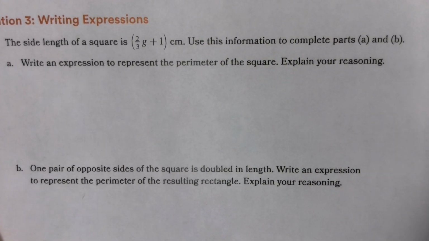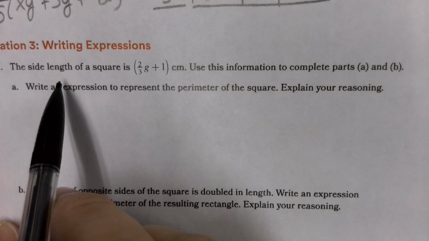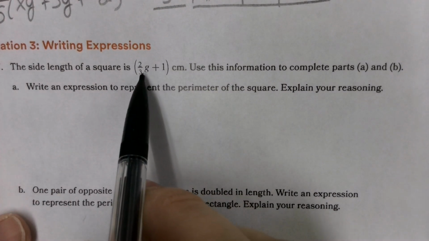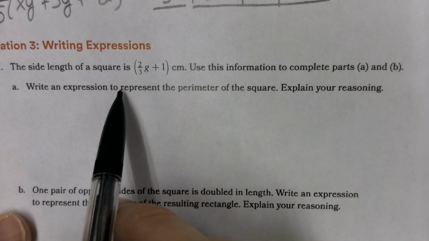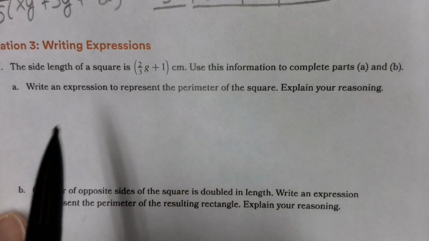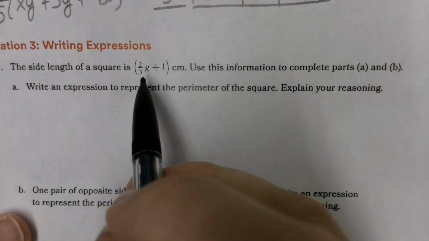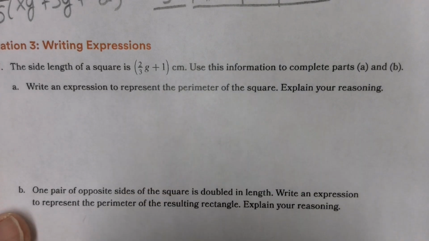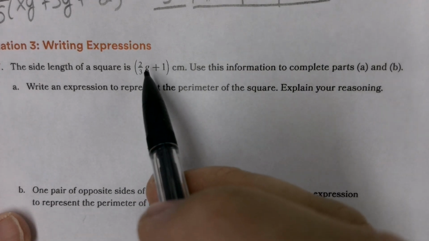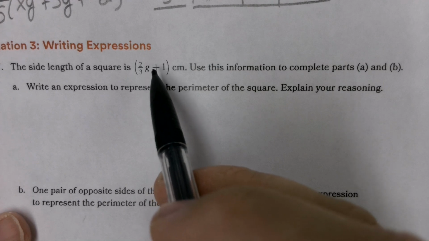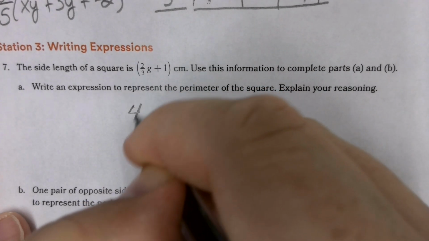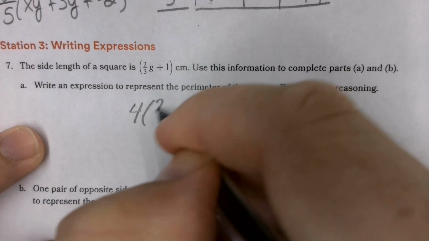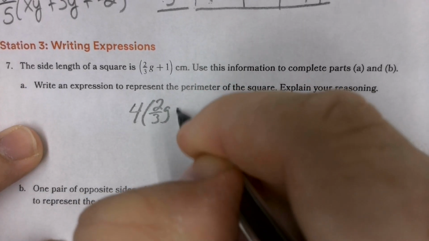Number 7 says the side length of a square is 2/3 g plus 1 centimeters. So we're going to use this to represent the perimeter of the square. Well, how do we find the perimeter of a square? We add up all the sides. Well, if they're all the same side, I have 4 of them. So instead of writing this plus itself 4 different times, I could rewrite repeated addition as multiplication.